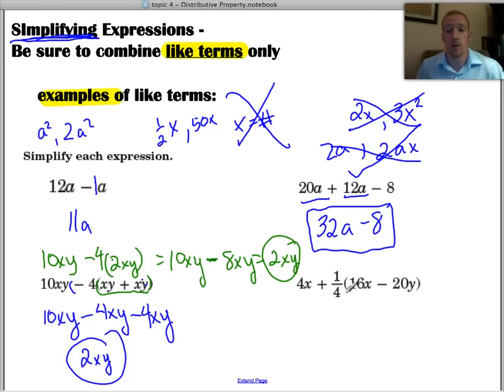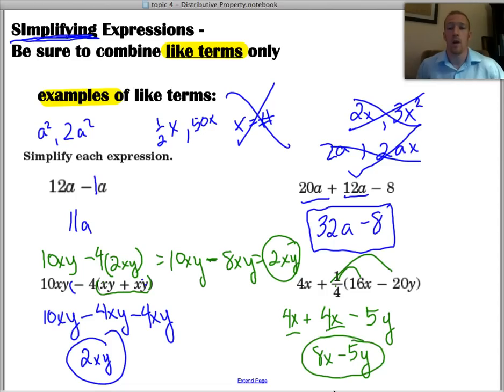All right, so we got to follow our order of operations. Can combine these? No, but I can distribute. So I got a 4x. Don't forget to write the things that you didn't change. Plus 1/4 times 16 is 4x. 1/4 times -20 is a 5, and that's a y. 8x and 8x are like terms. So I have 8x minus 5y.